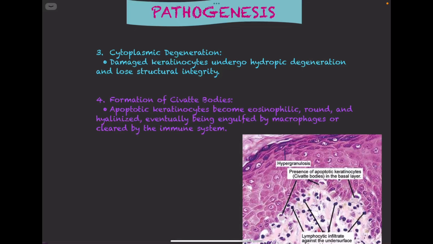Yes, so your next step would be cytoplasmic degeneration. Once your keratinocytes are damaged, there is a hydropic degeneration, as I have told you previously. The cells take up the surrounding water and swell up. Once they swell up, they have lost their normal morphological features, right? There is loss of the structural integrity of the basal layer.